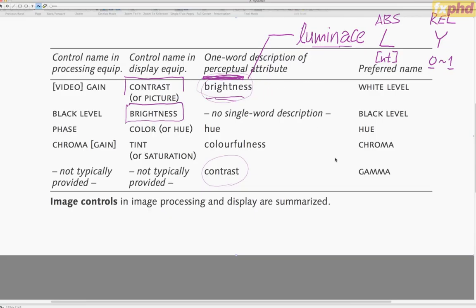But unfortunately, in the electronic systems that we use, whether analog or digital, it's the gain control that alters the luminance. So I've called it here video gain. And this will typically have an icon that looks like this when it's on a display device. And unfortunately, this is called contrast. So it's an unfortunate reality that we have to live with. The control that has the label contrast actually alters perceptually what you would call brightness. And this you just have to know.